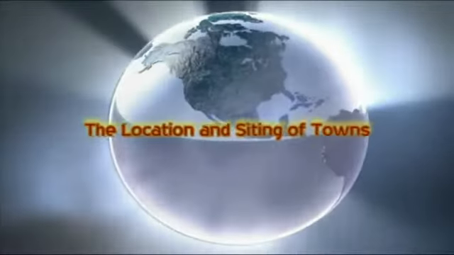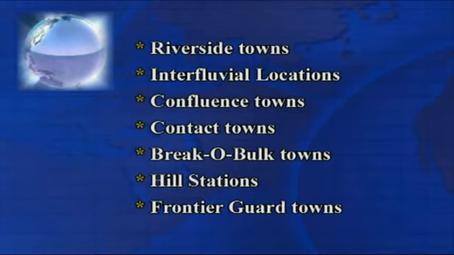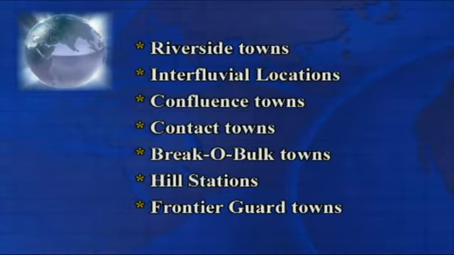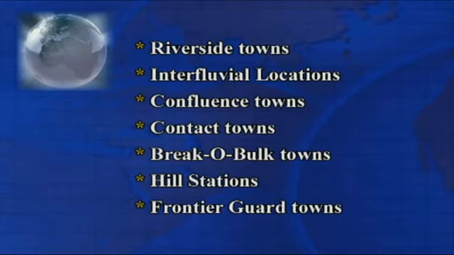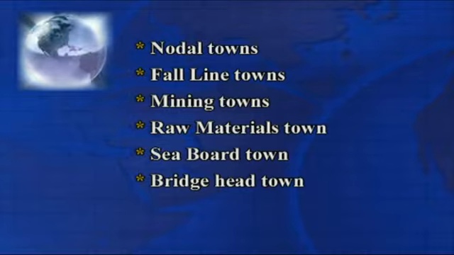Next comes the location and siting of towns, which is an essential part of urban geography. It involves the specific location of towns and its significance. Towns may be riverside towns, interfluvial locations, confluence towns, contact towns, break-of-bulk towns, hill stations, frontier guard towns, nodal towns, fall line towns, mining towns, raw material towns, seaboard towns, bridgehead towns. These are some of the towns which have got specific purposes.